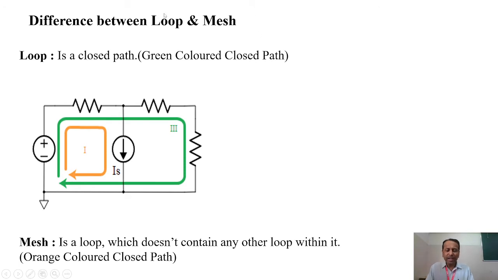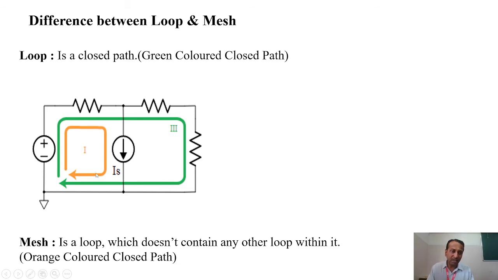Many times we say loop analysis and mesh analysis, but there is a clear-cut difference between a loop and a mesh. Let's understand this. You can see a two-loop circuit here comprising voltage sources, a current source and resistances. A green colored path is shown, and an orange colored path inside a single loop is shown. So what is a loop? A loop is a closed path. So the green colored closed path we can call a loop.